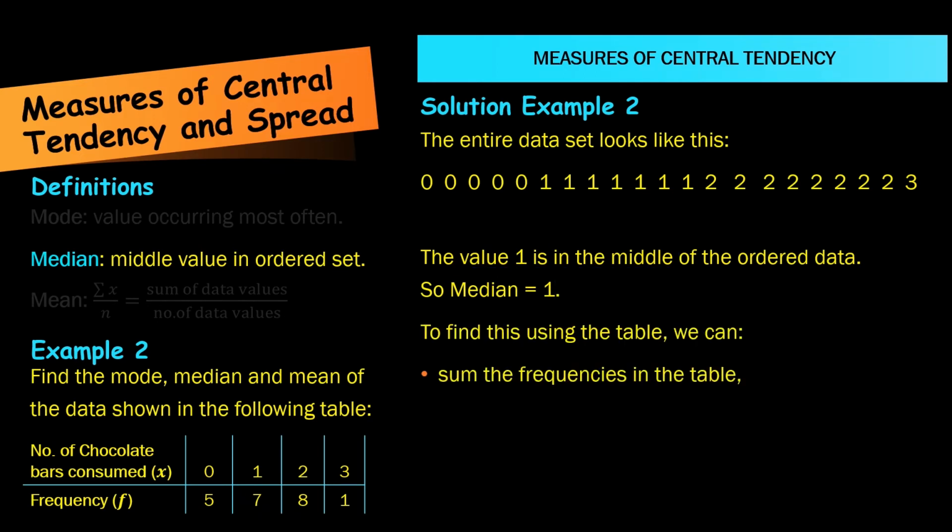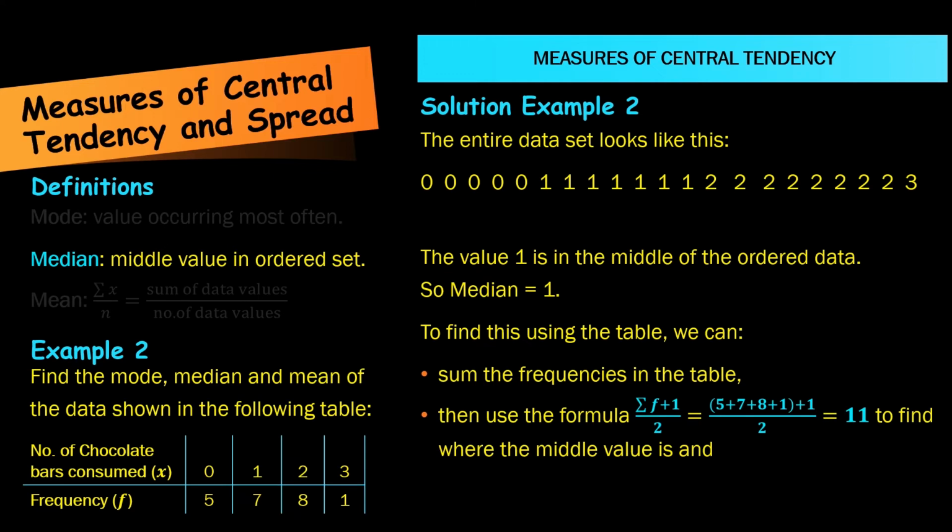To find this using the table, we can sum the frequencies in the table, as shown, and use the formula sum f plus 1 divided by 2, which is equal to 11, to find where the middle value is. And then find the x value corresponding to the middle value. So the 11th value occurs in this category here. And of course this implies that the median equals 1.